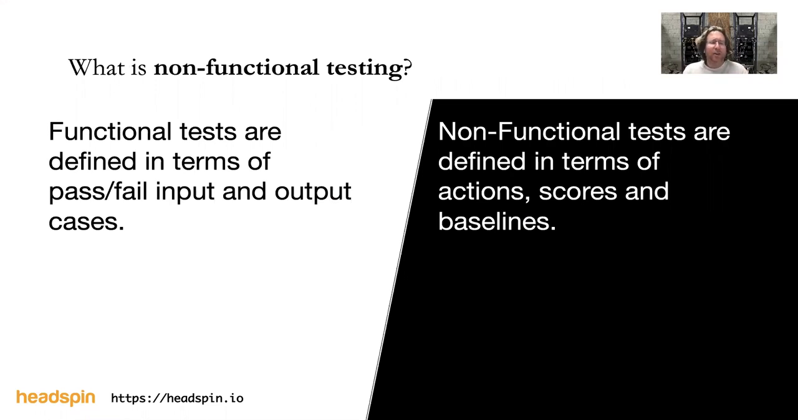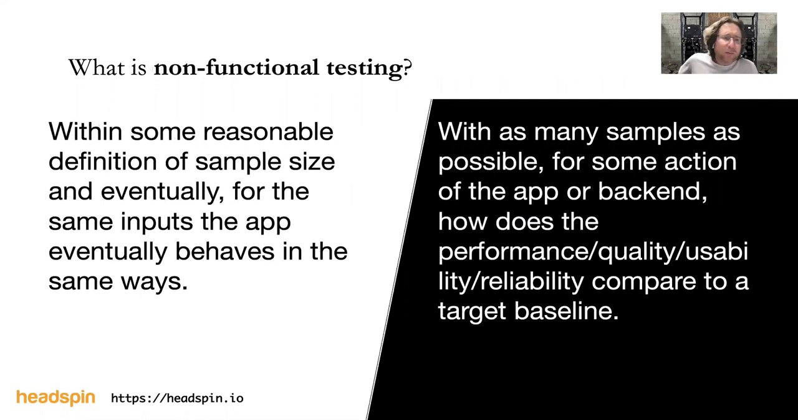Functional tests are defined in terms of pass-fail on inputs and outputs. So whether for some inputs, the system passed or failed. Non-functional tests are defined in terms of actions, scores, and baselines. For functional tests, within some reasonable definition of sample size, we're testing that for the same inputs, the app eventually behaves in the same way, test over test. So this is your core functionality. Is the app playable? Is the app broken?